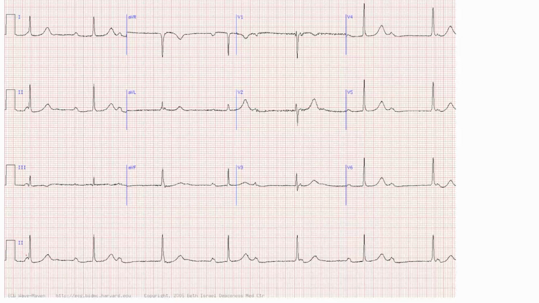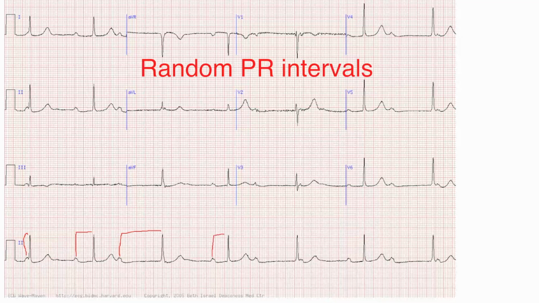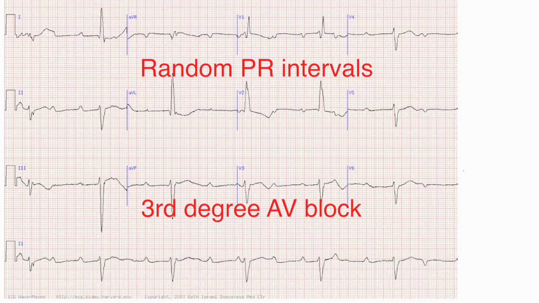And then as I continue on here, again, this is a very, very short PR. This PR is okay. This is a much longer PR. It goes back to medium again, then it goes back to long again. So this is completely random. So this is a third degree AV block.